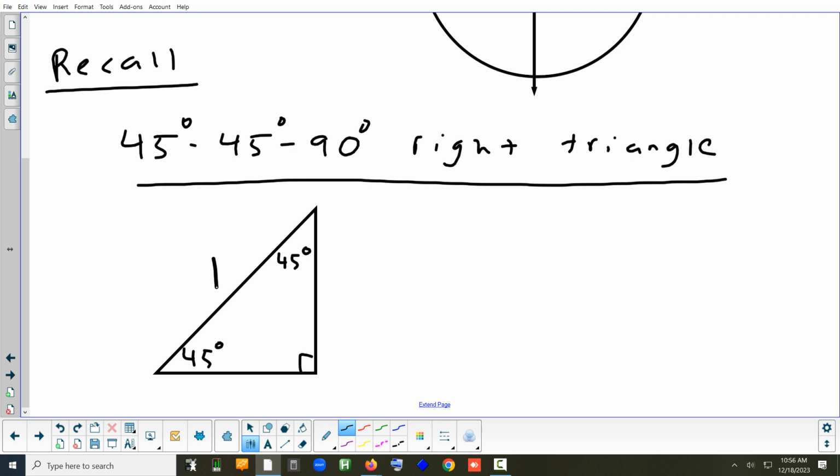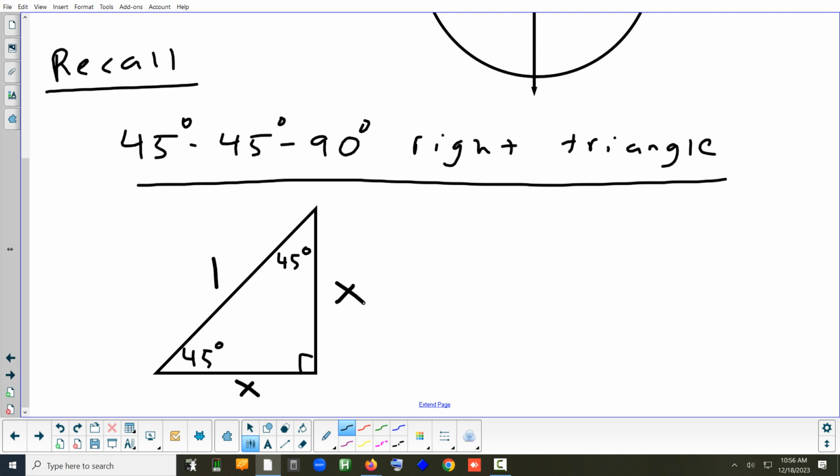Now, I don't know either one of these sides, so I need to pick a letter. I'm just going to call the bottom x. Since it's isosceles, technically that means the height would be what? That would also be x. I don't want to use a different letter because it's not really a different value. It is the same value. Okay, so let's solve for it.